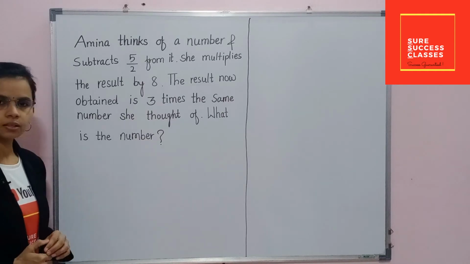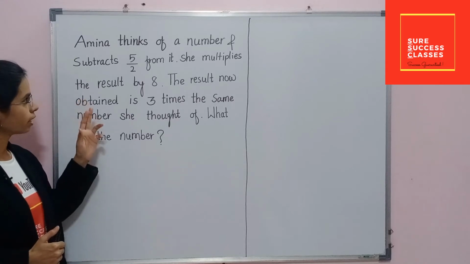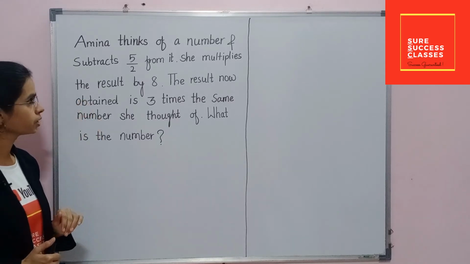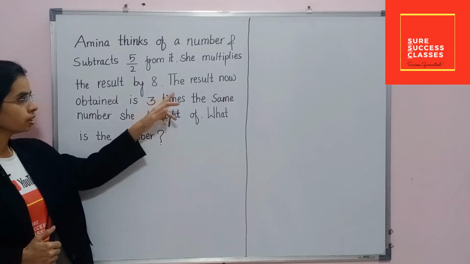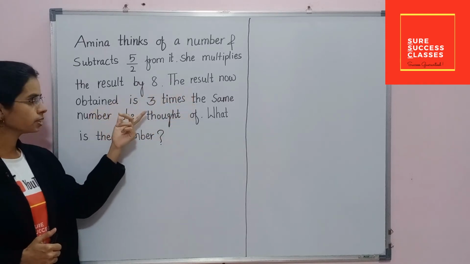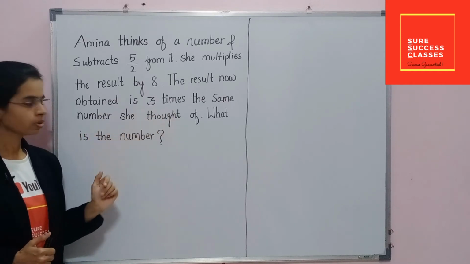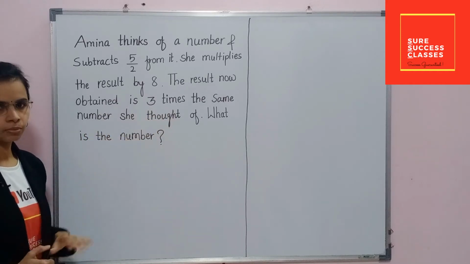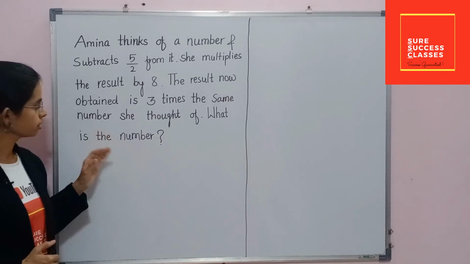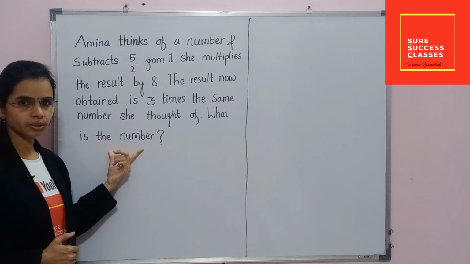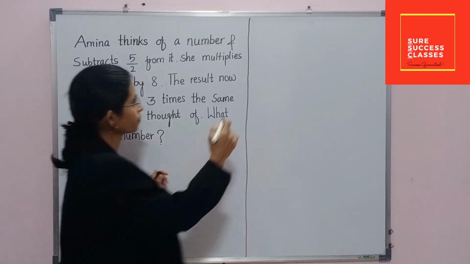Next question is: Amina thinks of a number and subtracts 5 by 2 from it. She multiplies the result by 8. The result now obtained is 3 times the same number she thought of. What is the number? In this question, the unknown quantity is nothing but that number. So we will assume that number as x.